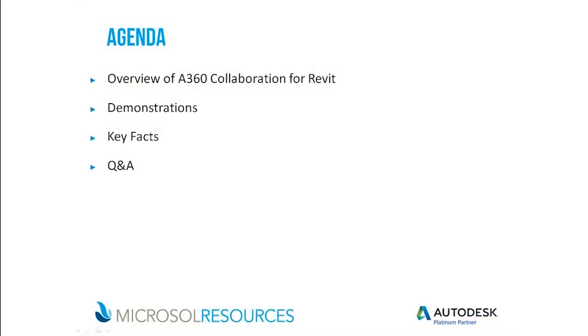Good morning, everyone. Today we will be talking a bit about A360 Collaboration for Revit, which is, as mentioned, a way of working collaboratively across offices and with individuals. So today we'll do a basic overview of how it works and some of the systems involved. We'll do some demonstrations of how it actually works in Revit, and also look at the management through A360 Team, overview a few key facts about it, and then we'll move on to Q&A.